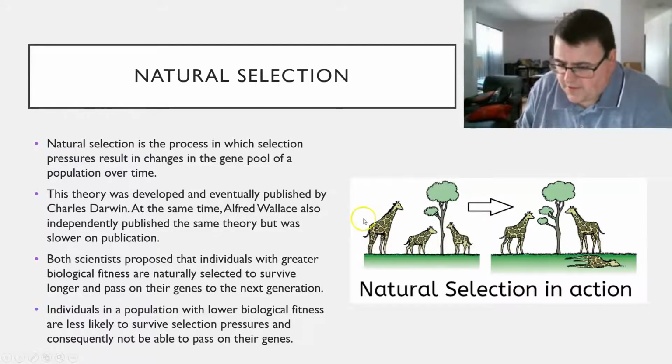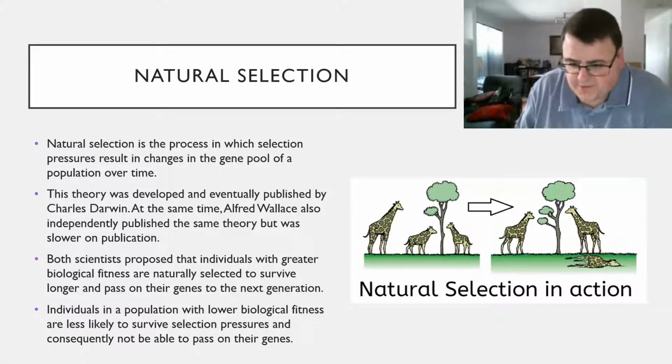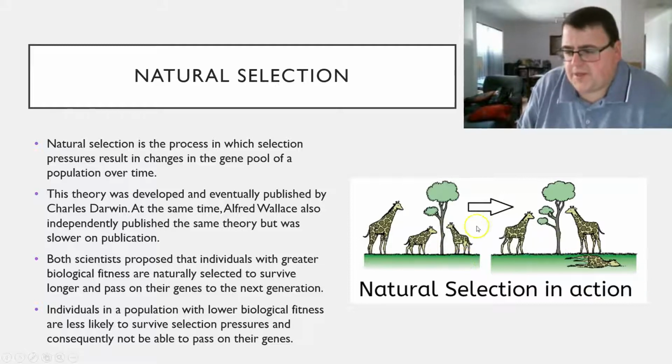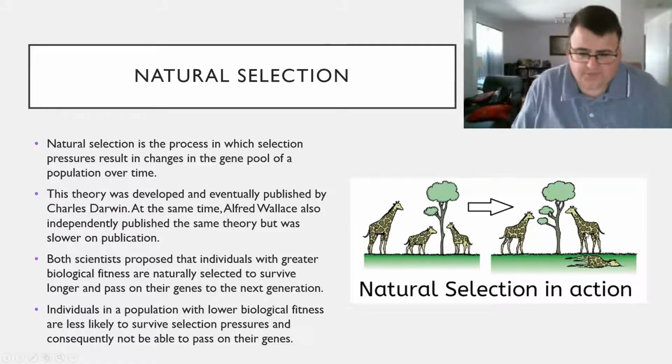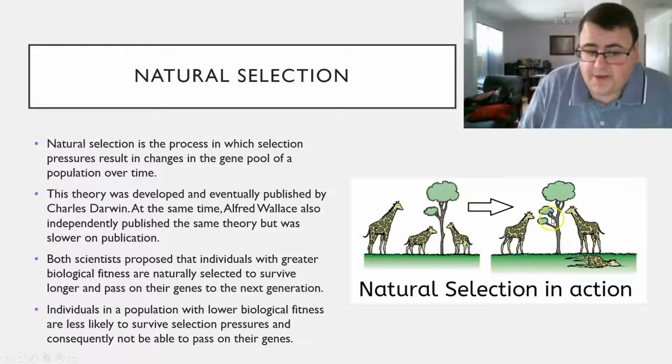So the taller giraffe in the first diagram was able to survive against the selection pressures. It survived, it passed on its genes. The short ones did not. The population of giraffes changed to be tall. That's natural selection. Now, this idea was proposed by two different people at the same time.